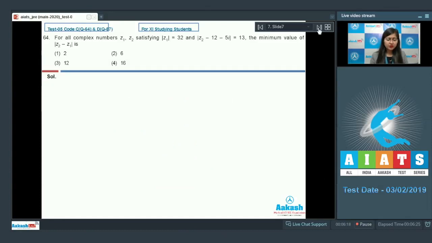Next is question number 64, which says that for all complex numbers z1, z2, satisfying mod z1 equal to 32 and mod z2 minus 12 minus 5 iota equal to 13, the minimum value of mod z2 minus z1 is. Now to solve these types of questions, what we do, we draw the coordinate axis and the locus of the given complex numbers. Let us say this is x-axis and this is y-axis.